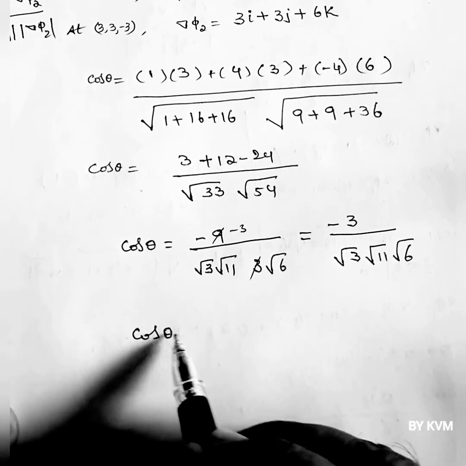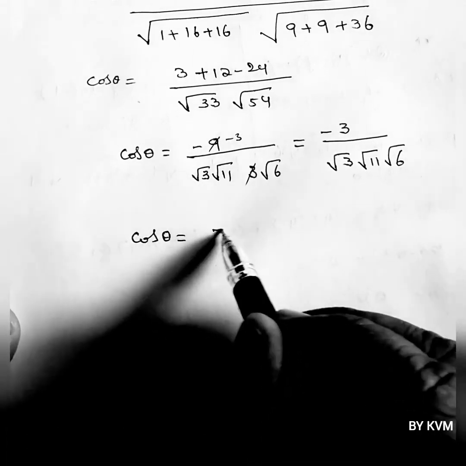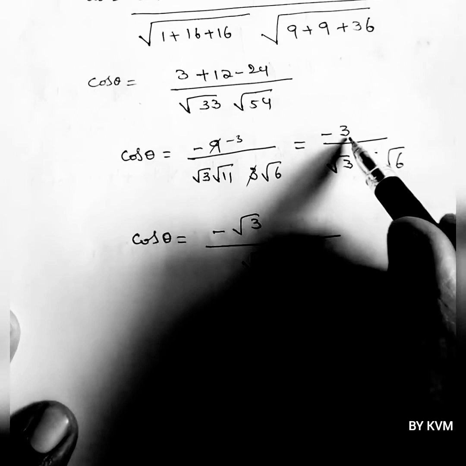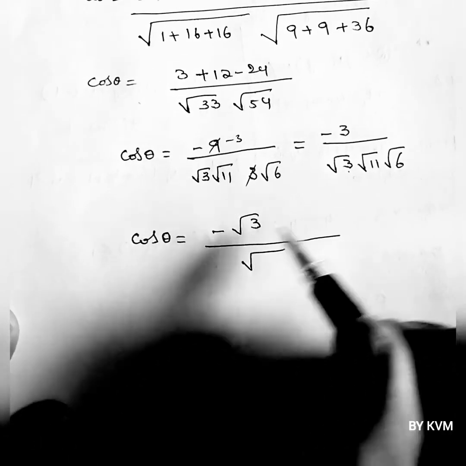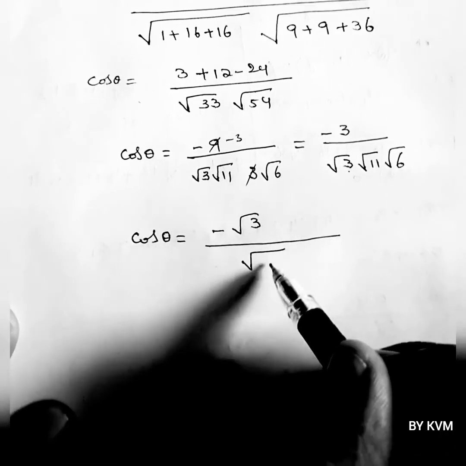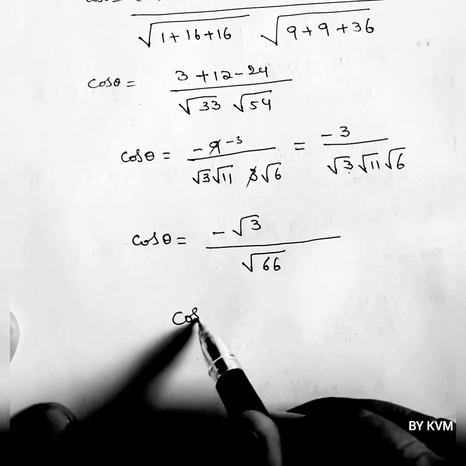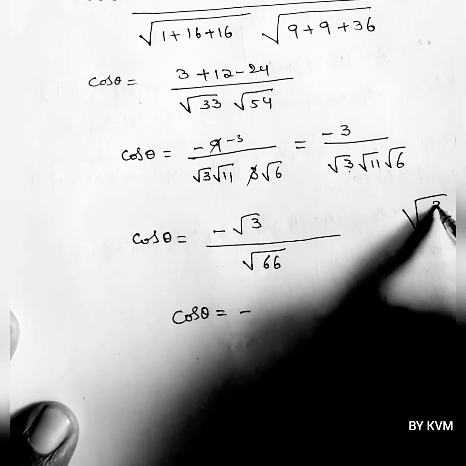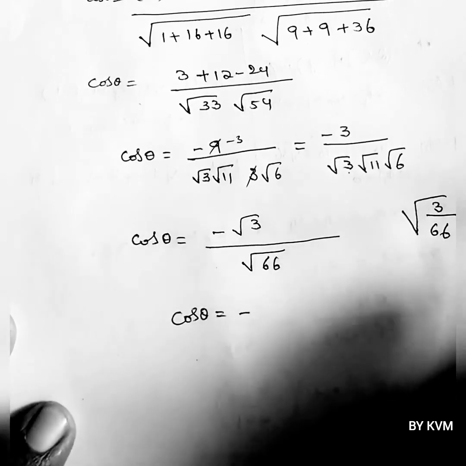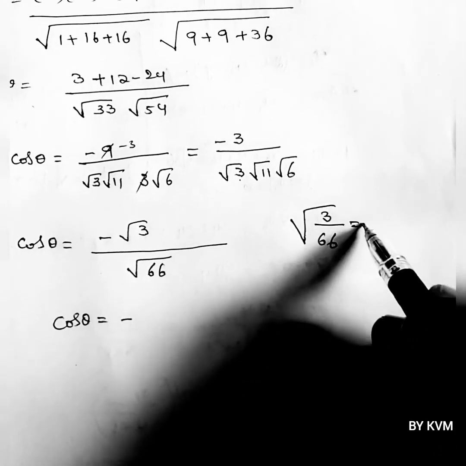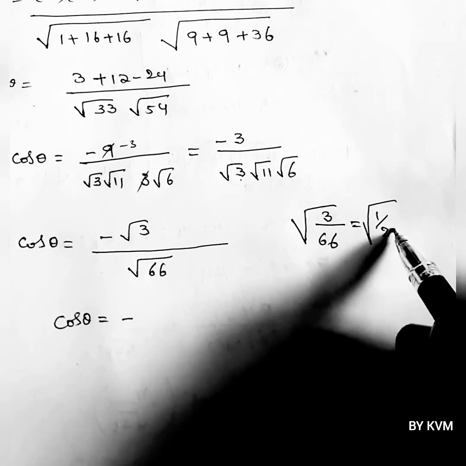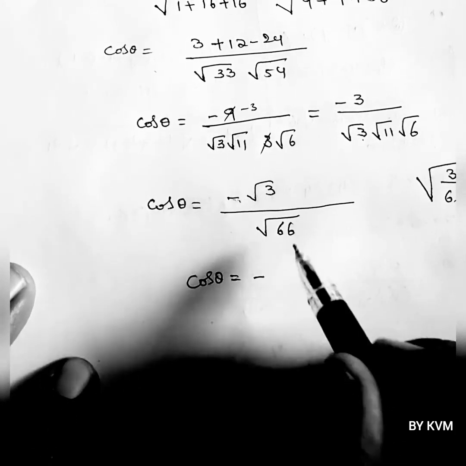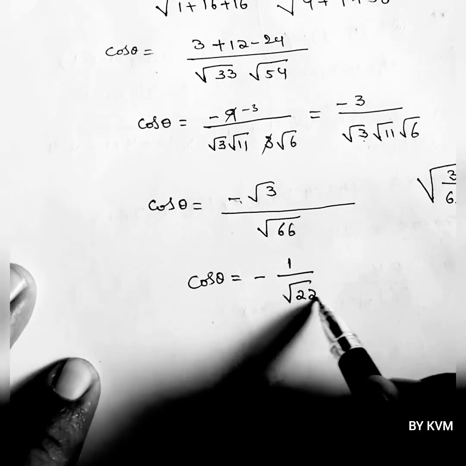So cos theta is minus root 3 by root 3. 3 by root 3 is root 3, and square root 11 into square root 6 is root 66. So cos theta is minus, so this becomes root 3 by 66. So root 3 by 66 is square root 1 by 22. So cos theta is minus root 3 by root 66, which is minus 1 by root 22.